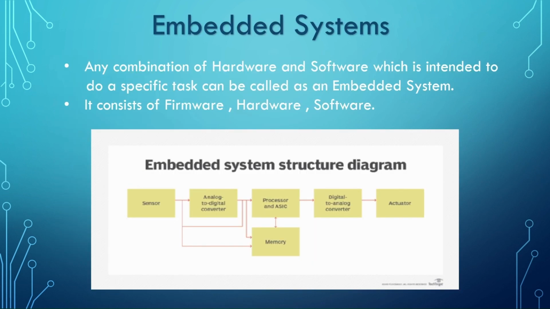Now, what are embedded systems? Any combination of hardware and software which is intended to do a specific task can be called an embedded system. It consists of firmware, hardware, and software. This is the simple structure of the embedded system. It consists of a sensor, analog to digital converter, processor and ASIC, memory, digital to analog converter, and actuator.